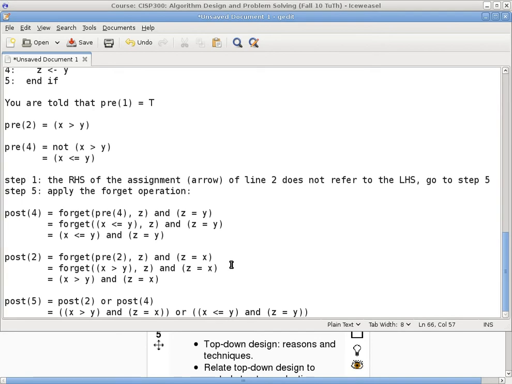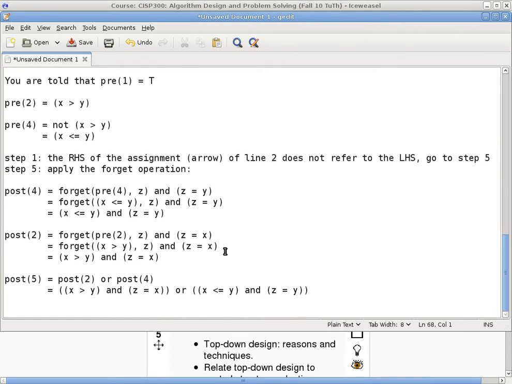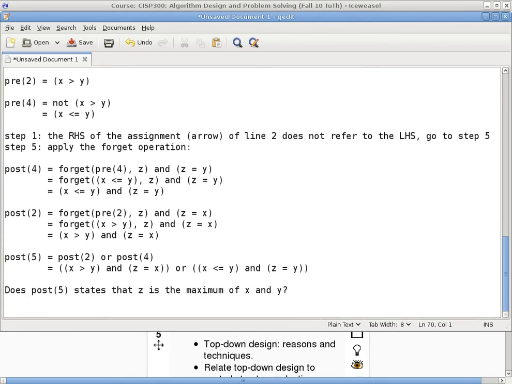But is that what we want? I mean, does post 5 state that z is the maximum of x and y? It said it could be either or. Hmm? It says it could be either. It's not either or, it is just or. Okay, either or is different. Okay, but does that spell out that, so here's the question. Does post 5 state that z is the maximum of x and y? That's the question. Just because I can derive a post condition does not mean that the algorithm is right. It simply means that this is the end result, but is this the end result that I want? That's the question.